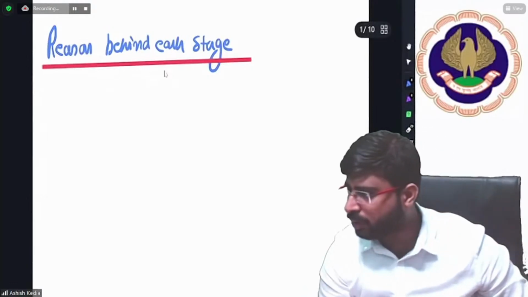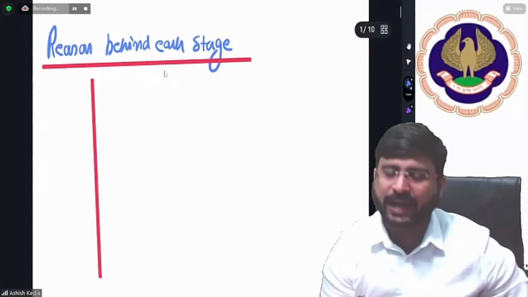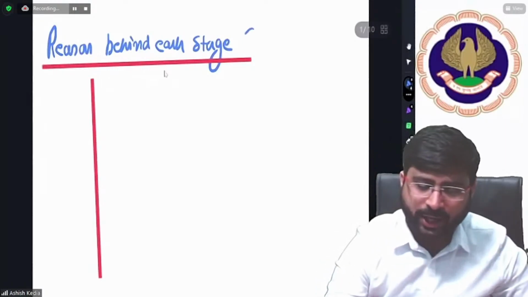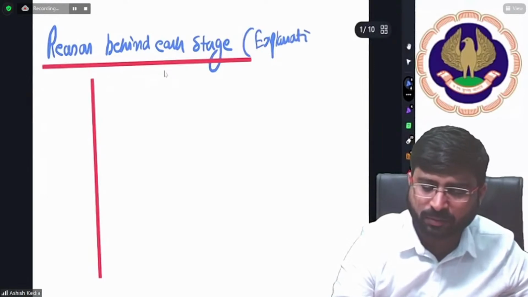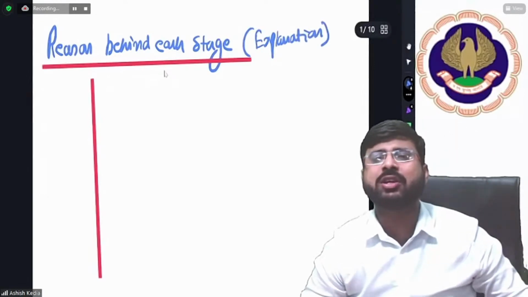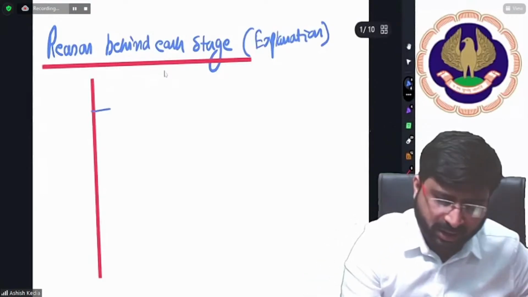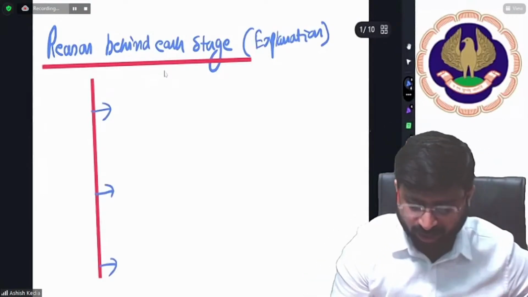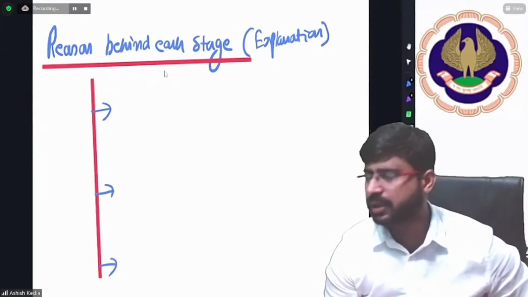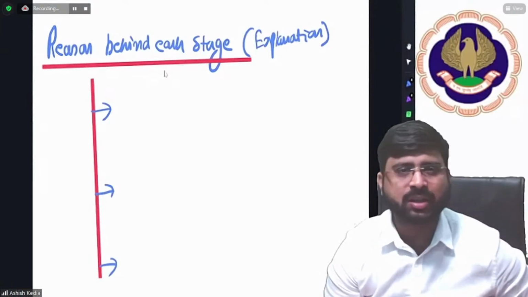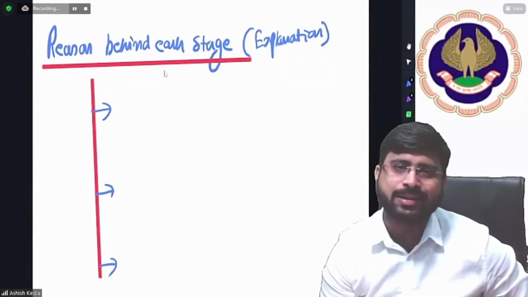So let's discuss the reason behind each stage. It is also called explanation of stages of law of variable proportion. As you all already know, there are 3 stages that we have been constantly referring to. Sir, what are those 3 stages? Increasing, diminishing, and negative.